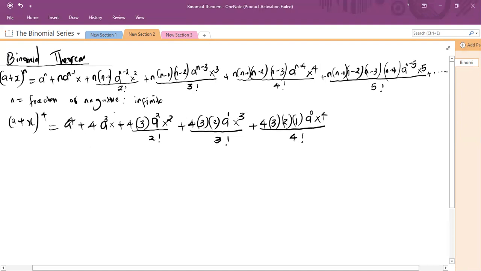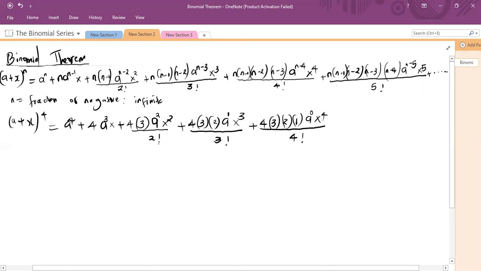So let's check 1, 2, 3, 4, 5. We have 5 terms and we are done. Now notice we started with a raised to power 4 and we finished with a raised to power 0. x was initially raised to power 0, though not written here. x raised to power 0, and we go all the way to x raised to power 4. So this is our answer.